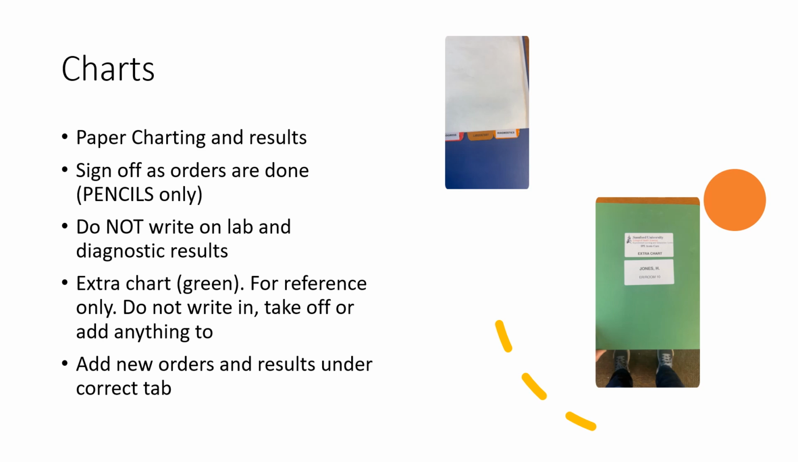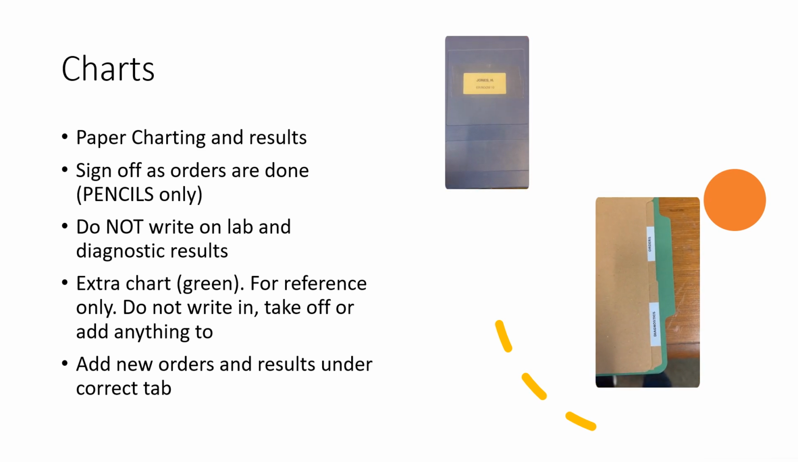As you receive new orders and results, you will place them in the blue chart under the correct tab. As you see in the blue chart, you will have tabs for each area of care where your forms will go. This will be found as well as where your results are to begin the shift. Your green chart has fewer tabs, but should have the information that you need to begin the shift.